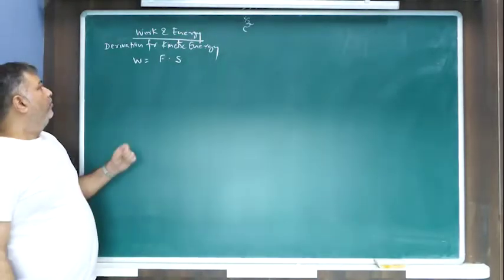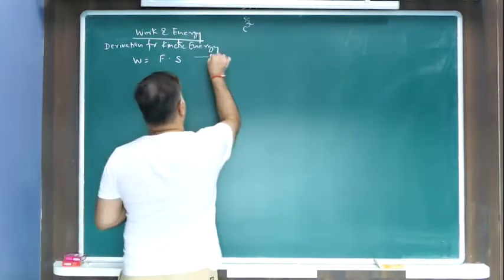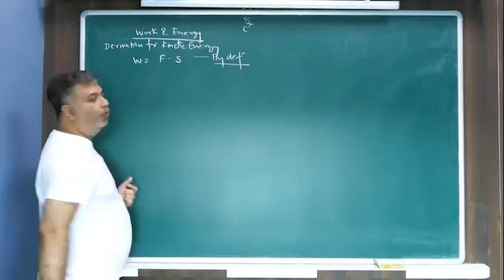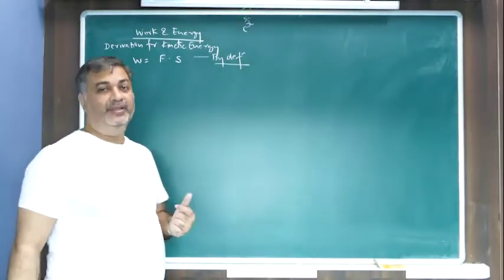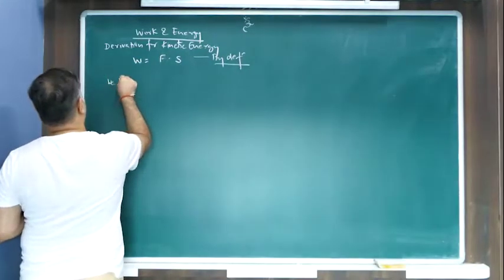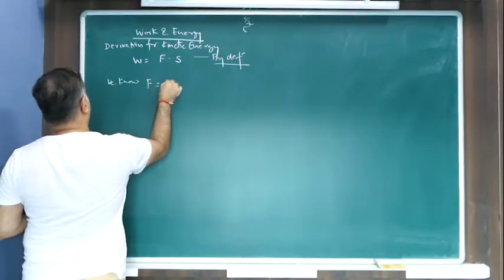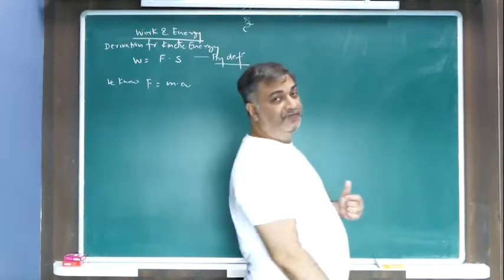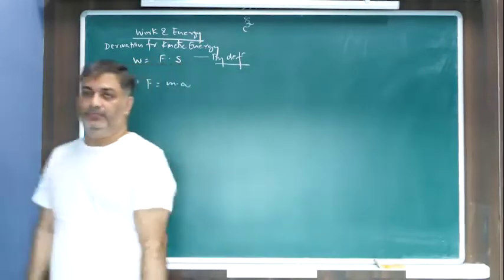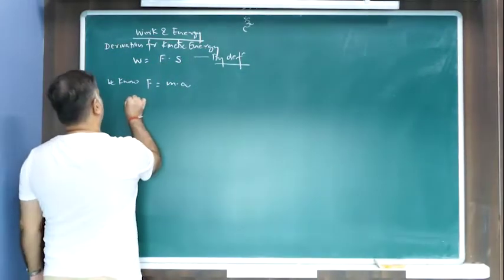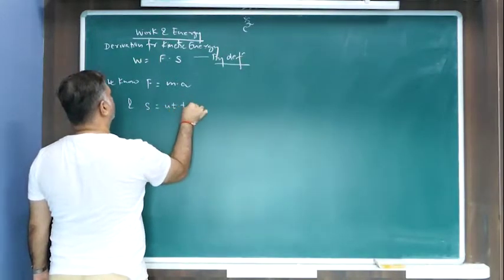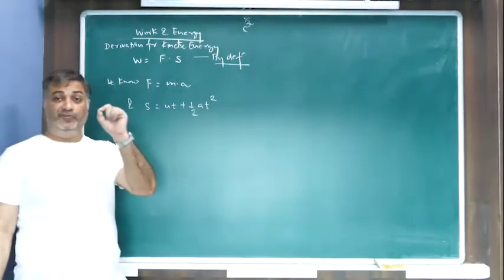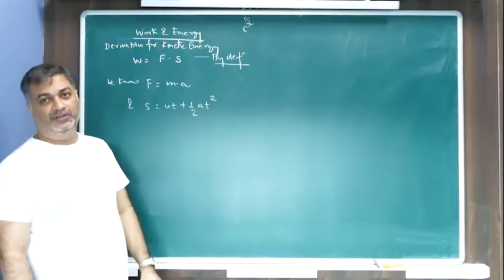Now, by definition, what is work? By definition, work is equal to force into displacement, F into S. We know F is equal to m into a, Newton's second law of motion, the force equation. And S is equal to ut plus half at square, Newton's second equation of motion.